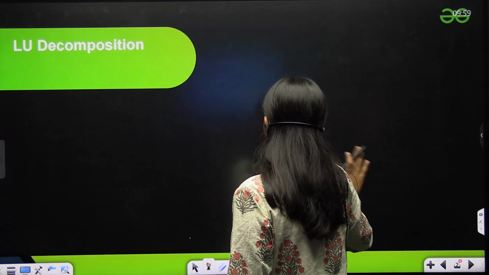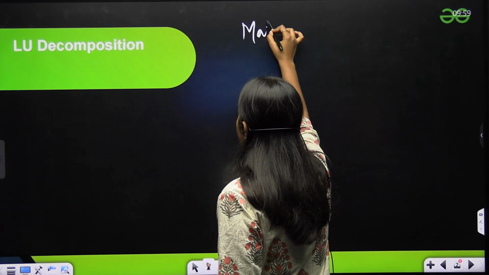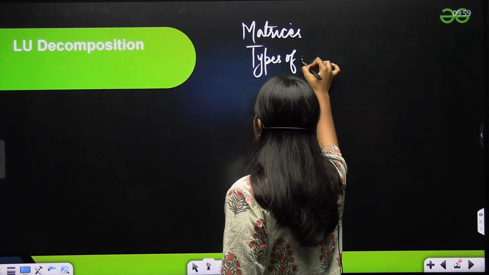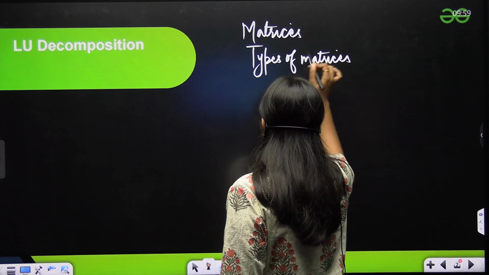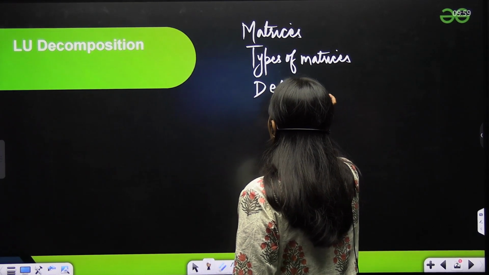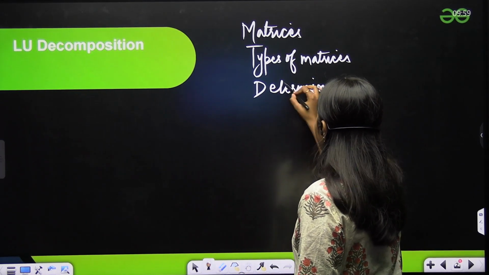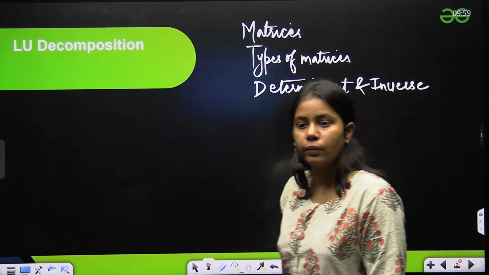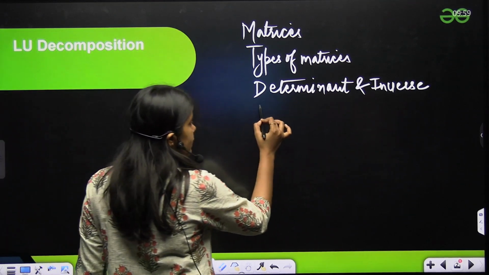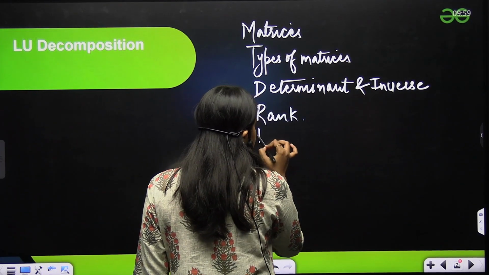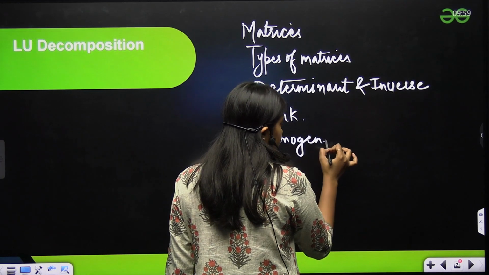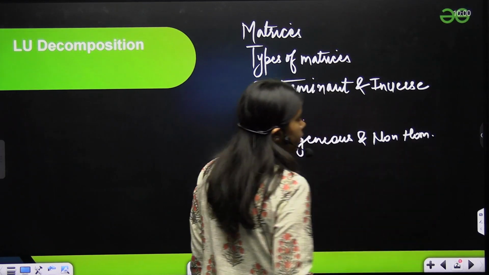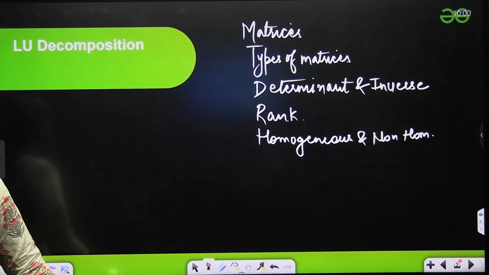So basically, till now we have discussed matrices, and then types of matrices, and also we have covered determinants, and I told you to work on inverse by yourself. You have already studied that at school level, but just go through the inverse topic by yourself. And then we have discussed rank, and then homogeneous and non-homogeneous systems of linear equations. I assume that you have worked on all the topics and all the questions.